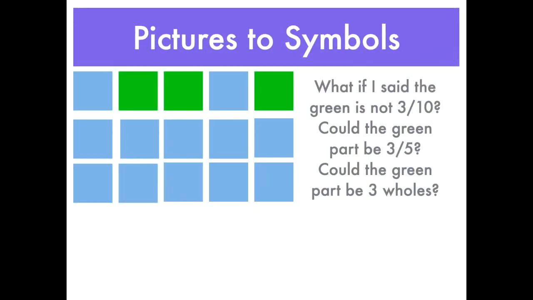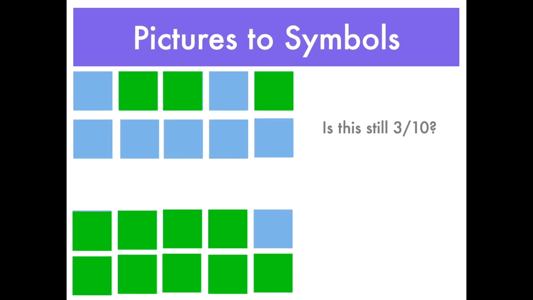So what if I said green is not 3/10? Could the green part be 3/5? Yes, it could. If I look at the first row goes blue, green, green, blue, green. That first row, I could say that's one group. If I say the first row is one group, then 3/5 of that first group is green. Of the second group, it's all blue. So I would say 0/5 of the second group is green. And then the bottom one, same thing. 0/5 of the last row is green.